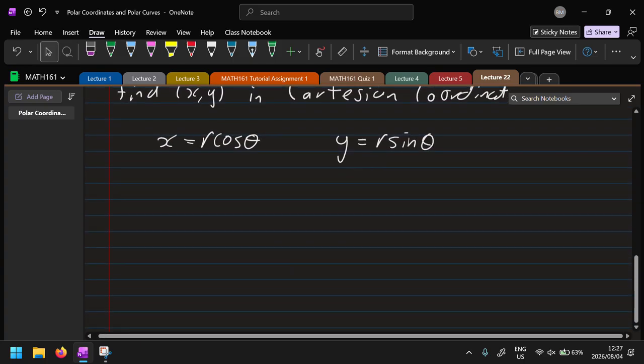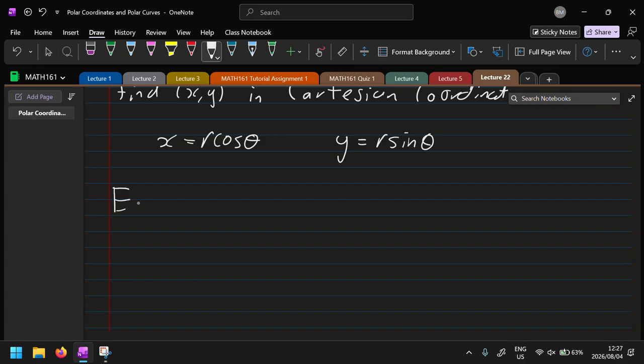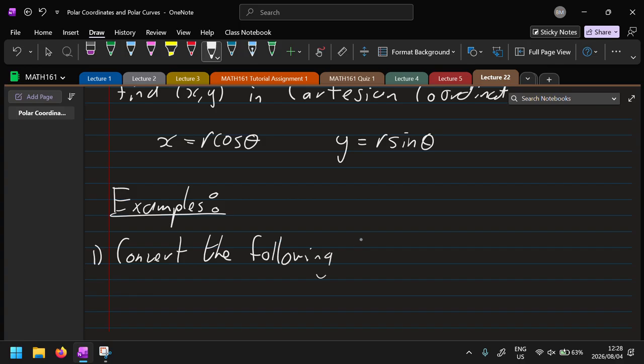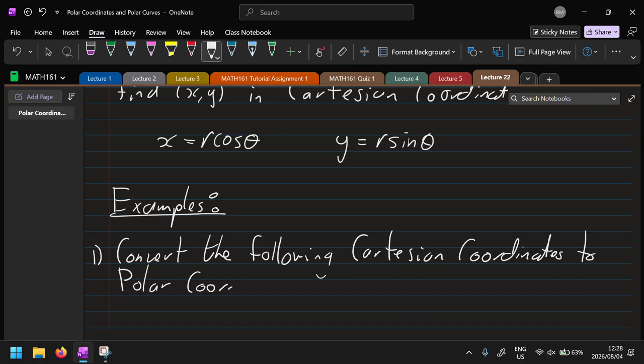Let's have a look at some examples. Okay, so number 1, convert the following Cartesian coordinates to polar coordinates. Okay, so we're given a point in Cartesian form, x and y. We want to convert that point into polar form with r and theta.